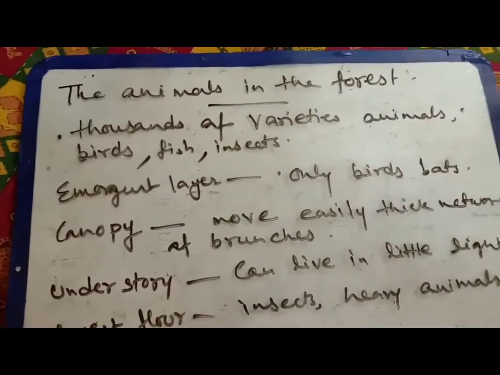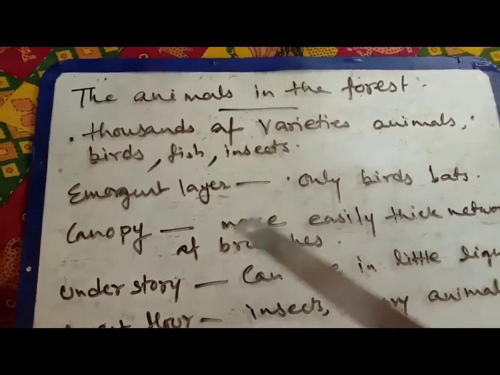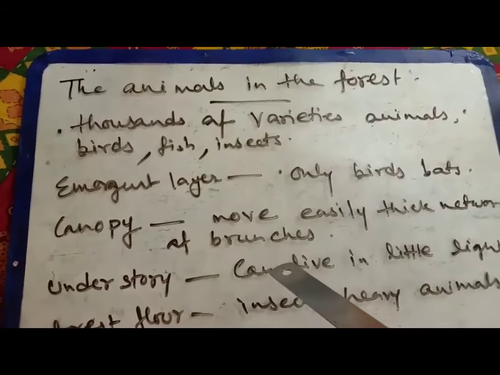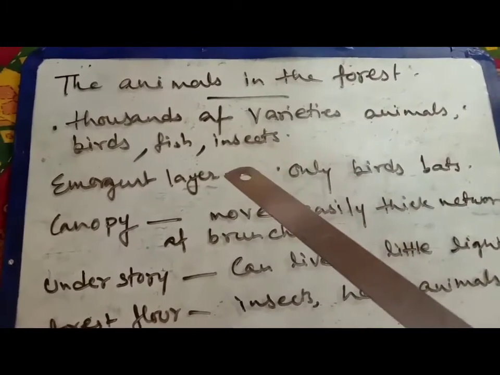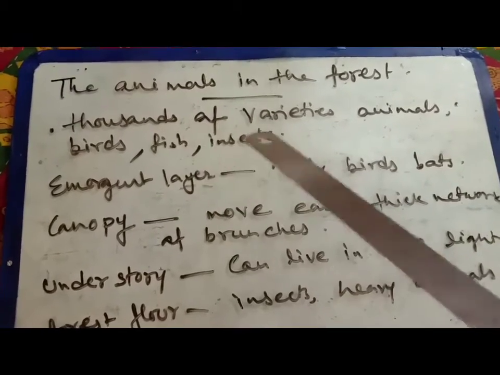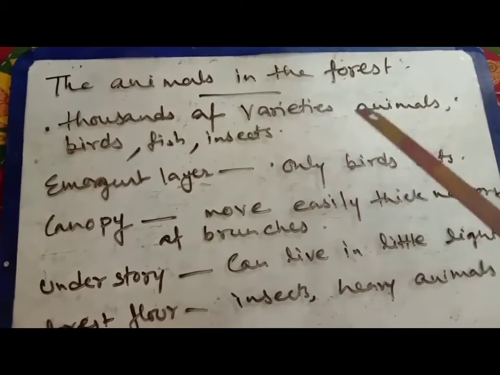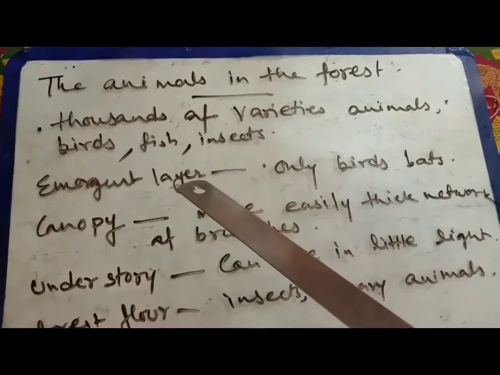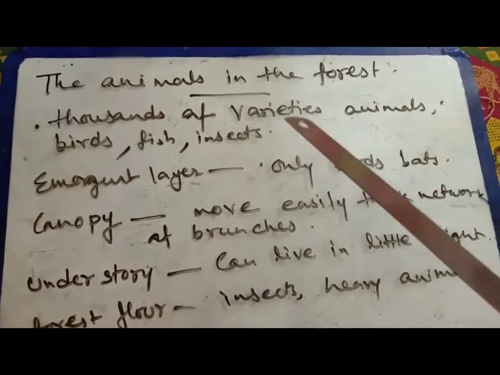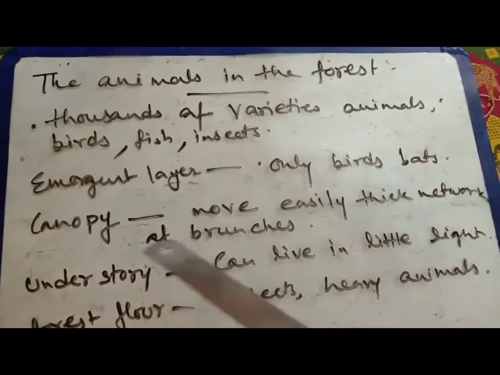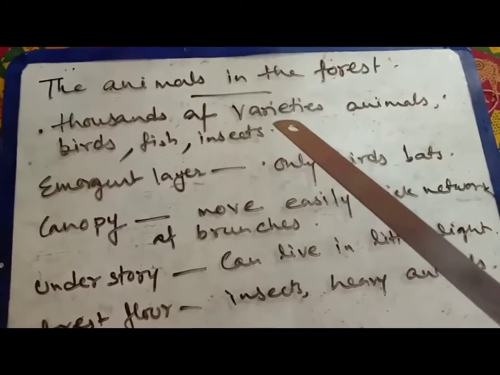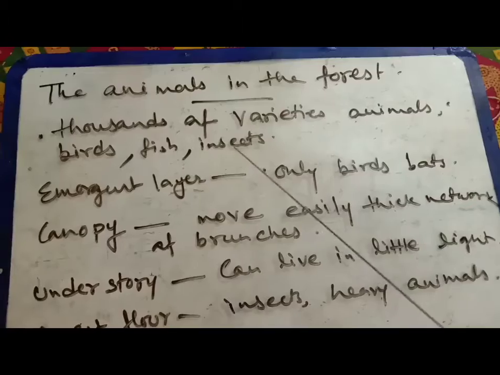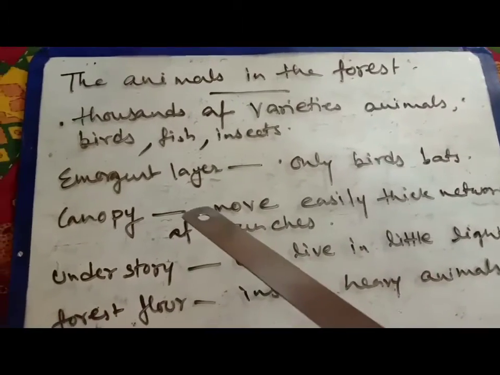The warm climate and the variety of vegetation make life suitable for many different kinds of animals. That is why of the thousands of varieties of birds, fish and insects in the world, more than half are found in the hot zone, especially in the evergreen forest, that means the equatorial forest.